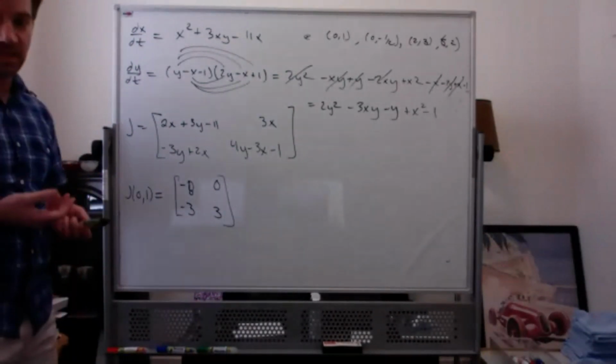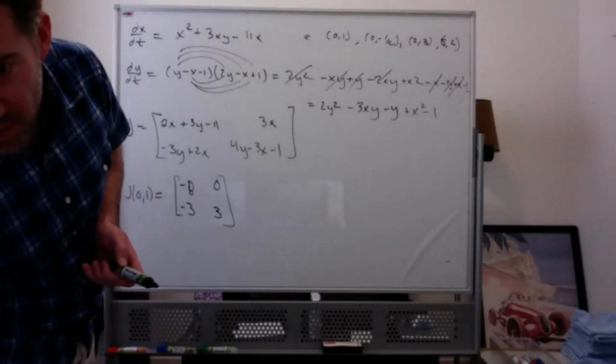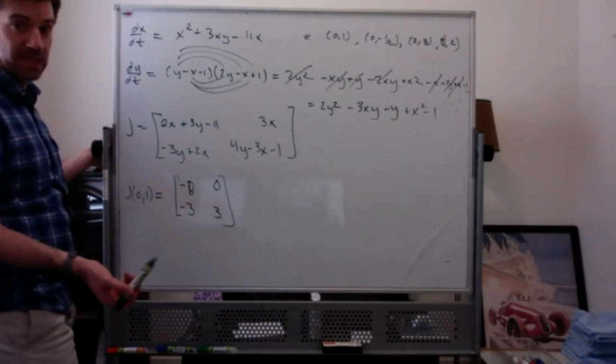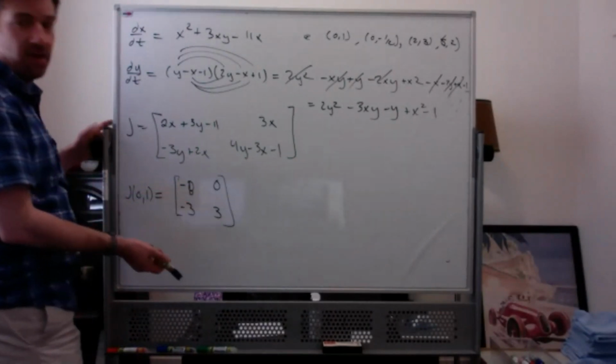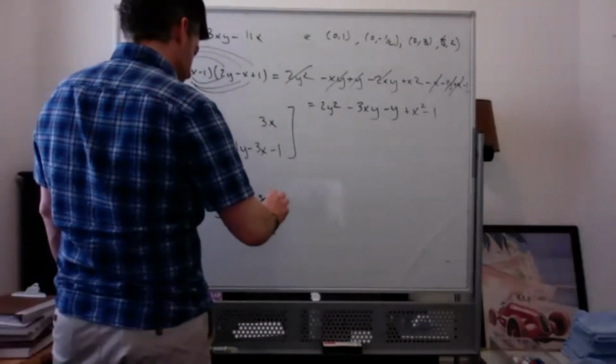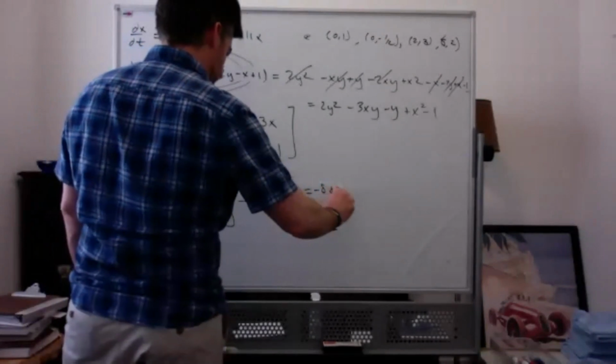So I see a new message. Sorry, I thought my chat didn't say anything. Yeah, saddle. Thank you guys. Yeah, exactly. Because our eigenvalues are easy to see, right? They're negative and positive, so we know we have a saddle. Saddle, our lambdas are negative 8 and positive 3.